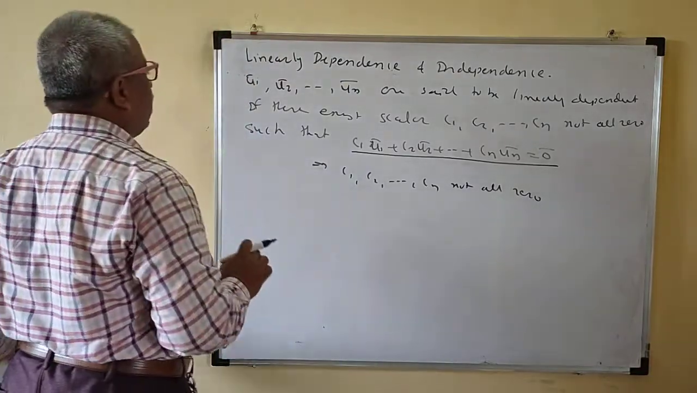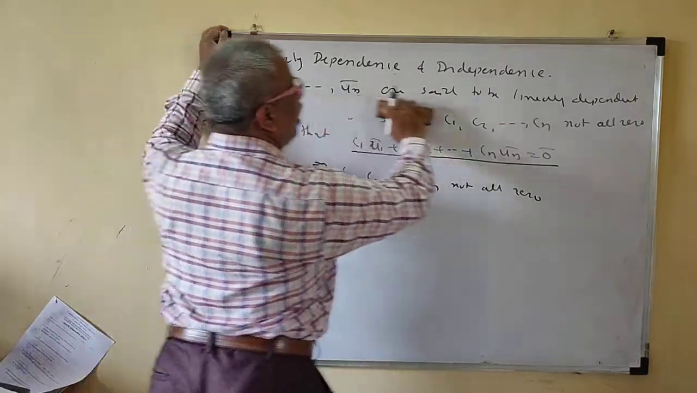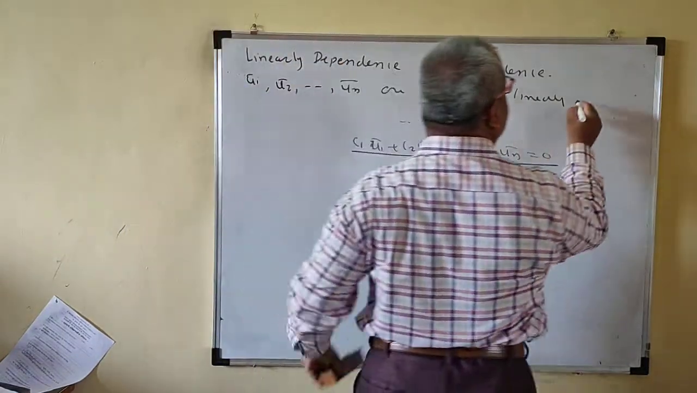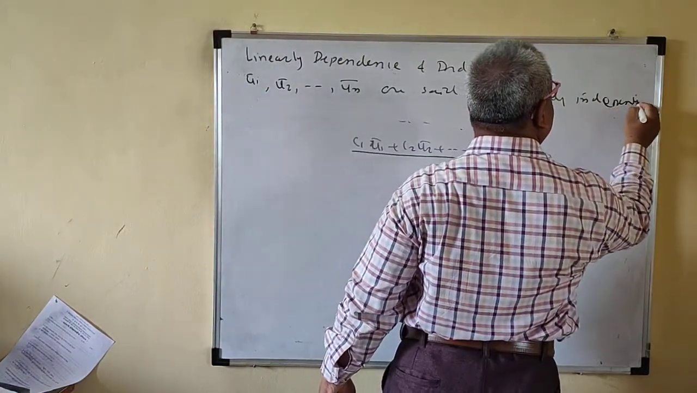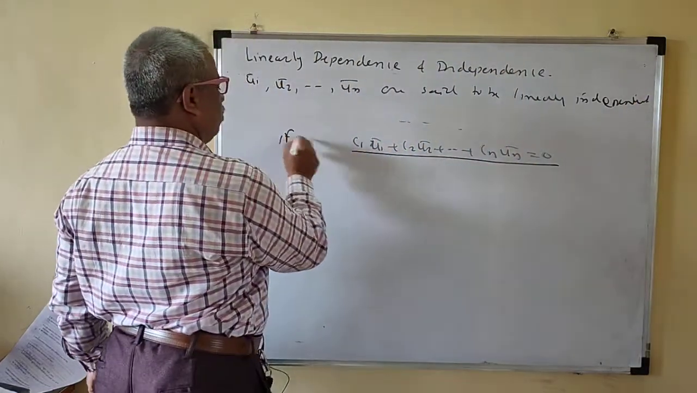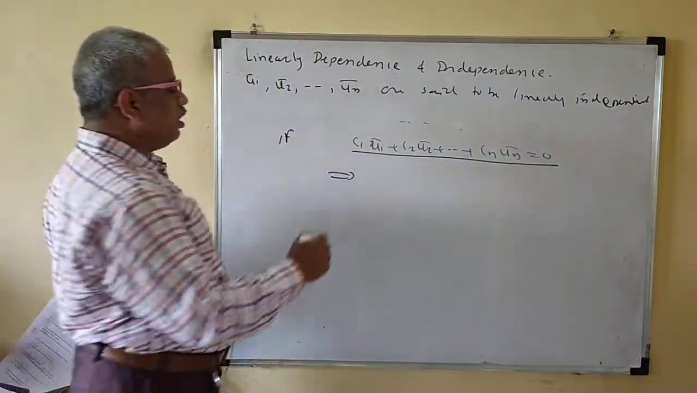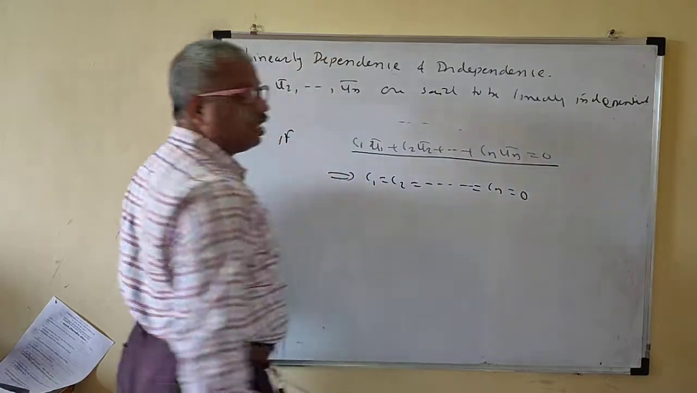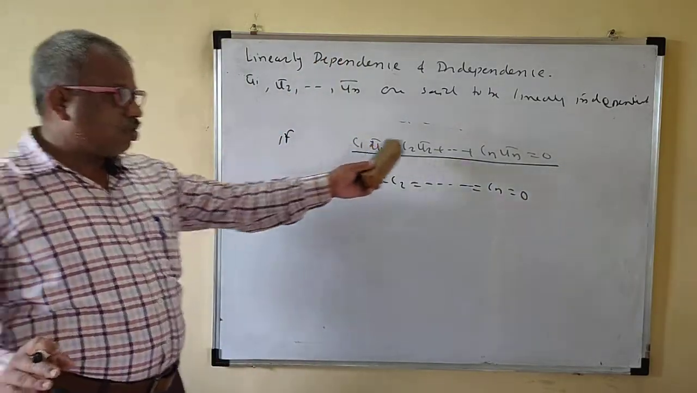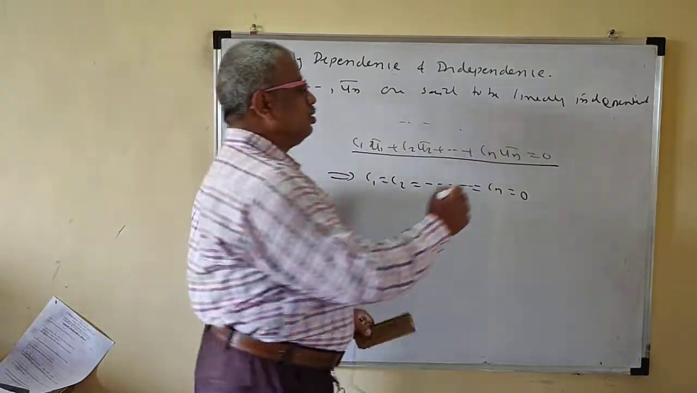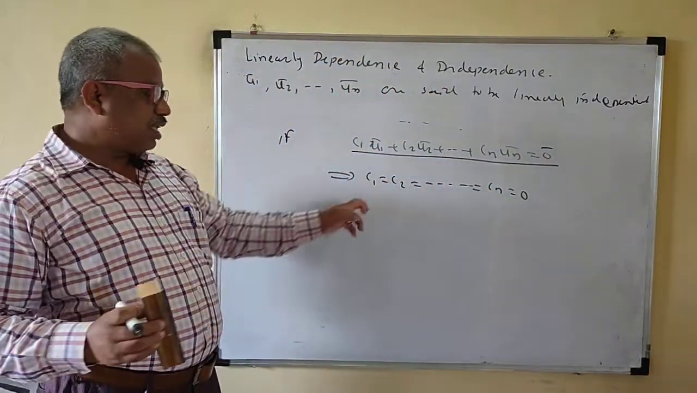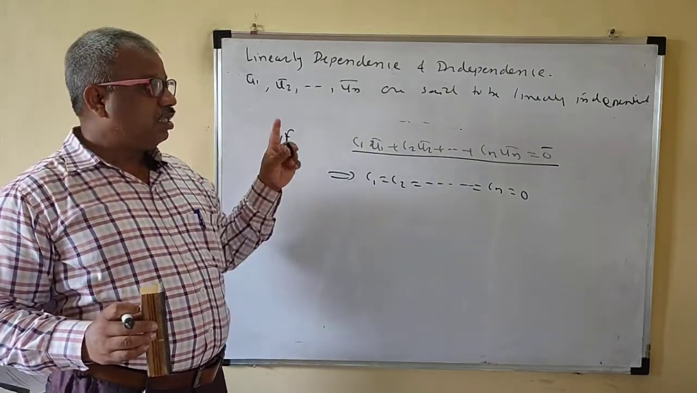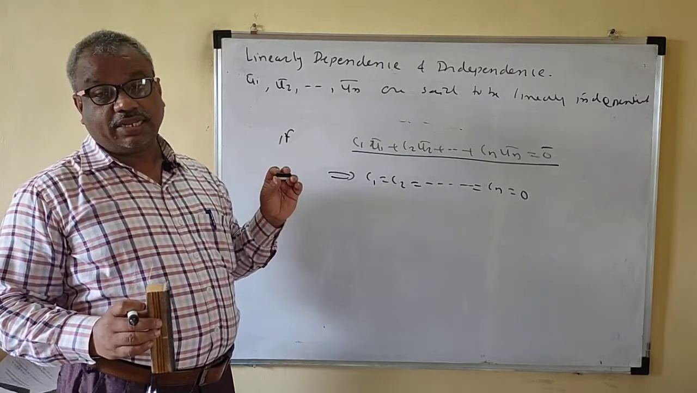Okay. So next we will define linearly independent. The vectors are said to be linearly independent if the linear combination is the zero vector only when c1 is equal to c2 dot dot dot is equal to cn is equal to 0. That means if all the scalars are 0 when the linear combination of the vectors is the zero vector, then we say that the vectors are linearly independent.